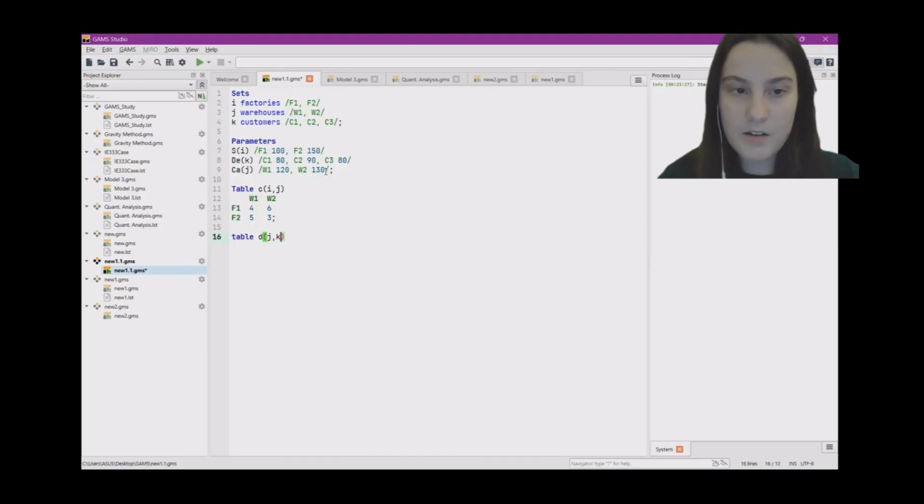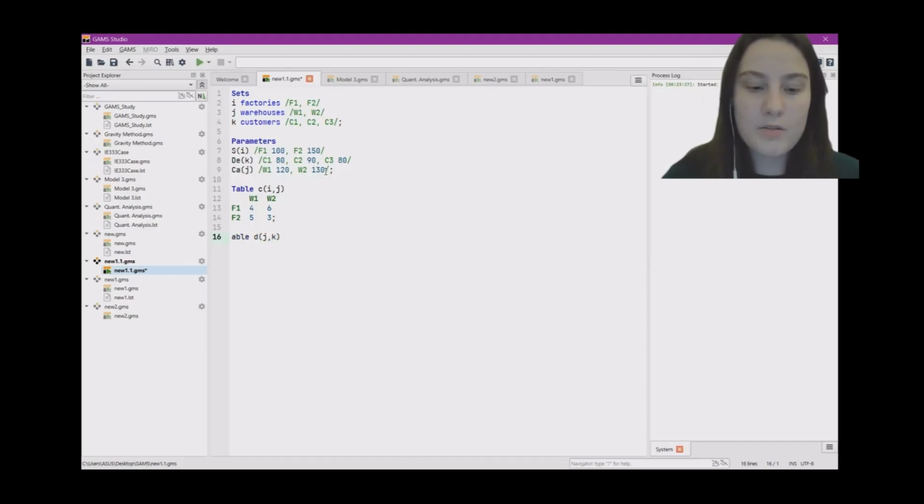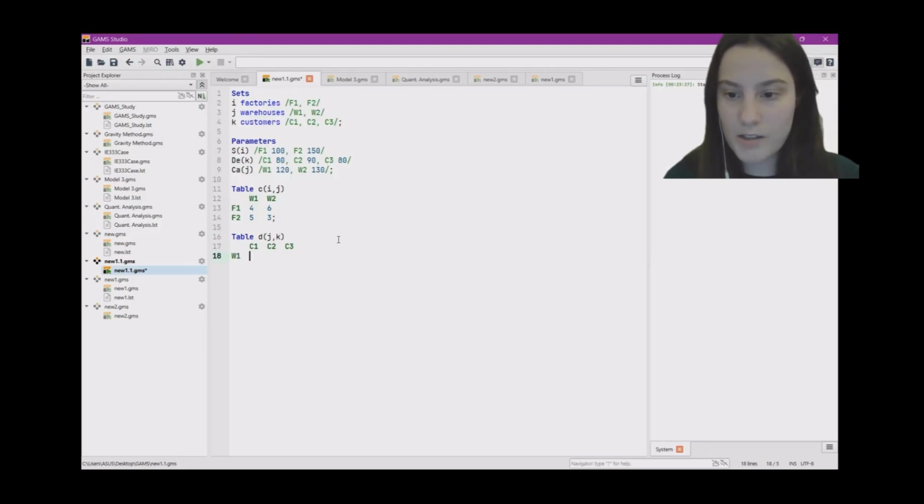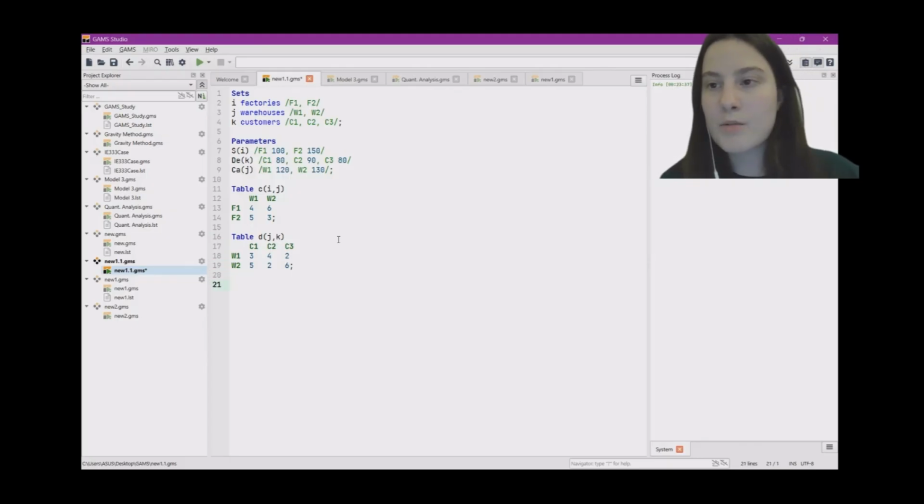D(JK). So that means from warehouse to customer. Customer 1, customer 2, customer 3, go down, and then warehouse 1. So from warehouse 1 to customer 1, it costs us 3, and then 4, and 2, and then warehouse 2, it costs to customer 1, 5, 2, and 6. Those are obviously costs per unit.